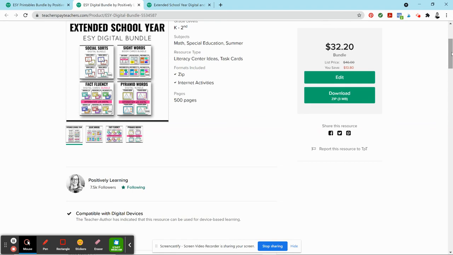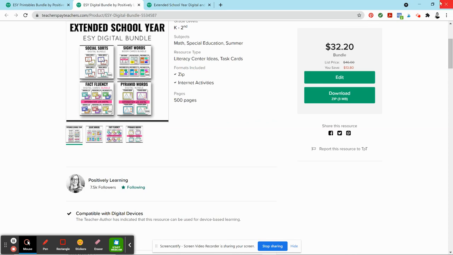But if you have the paid version, you can print out Boom cards to make centers. They do print out in grayscale or color, so that's something to note. And then you also can collect data. If you have the paid subscription, it collects the data basically for you, which is a miracle for ESY.